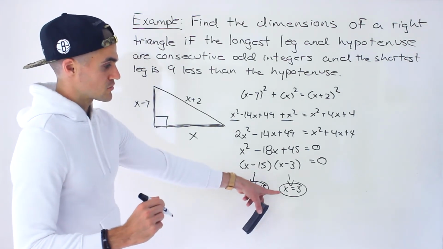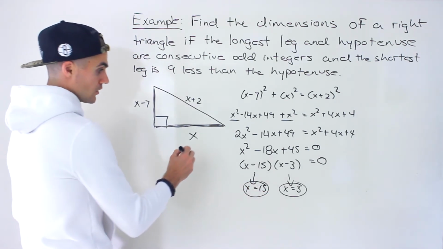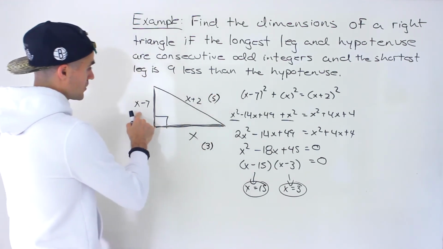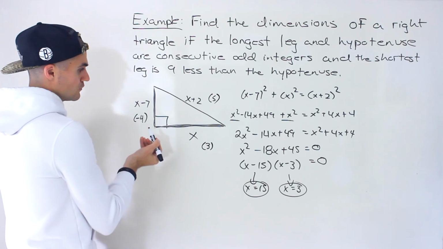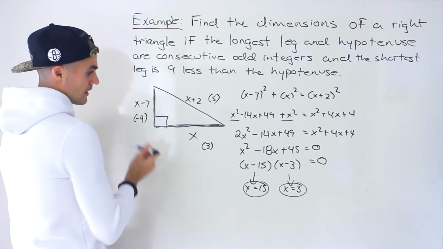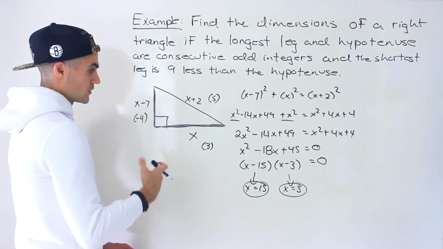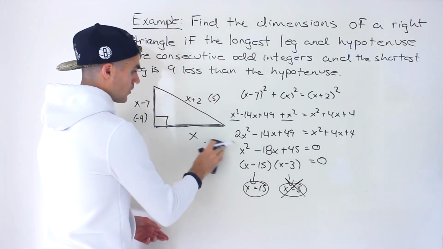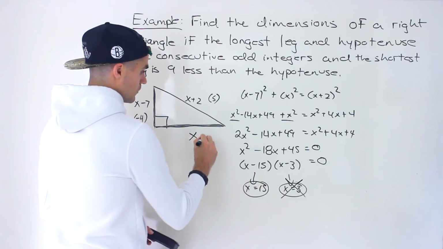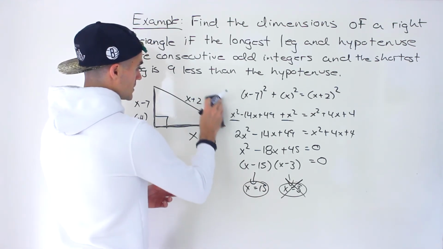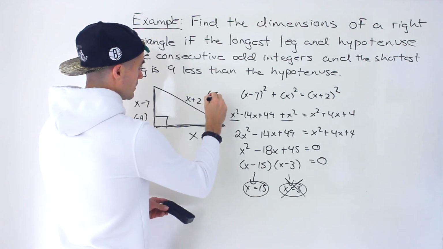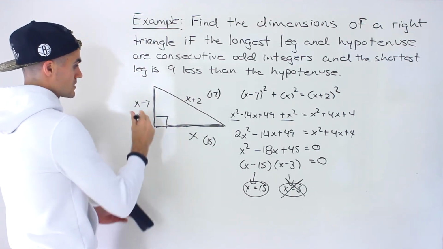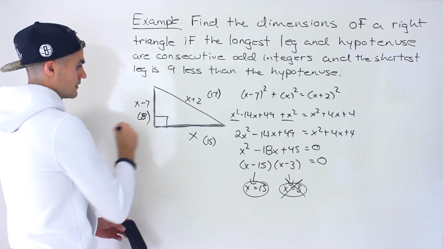Notice that x equals 3 would not work out because what would the sides be? We'd have 3 over here, we'd have 5 over here, but then 3 minus 7 would give us a negative 4. And that right there does not make sense. According to the word problem, we can't have a negative side. So this one here, we would ignore. What about the 15? Well, this would be 15. That means this would be 17. And then this one would be 15 minus 7, which would give us 8, like that.